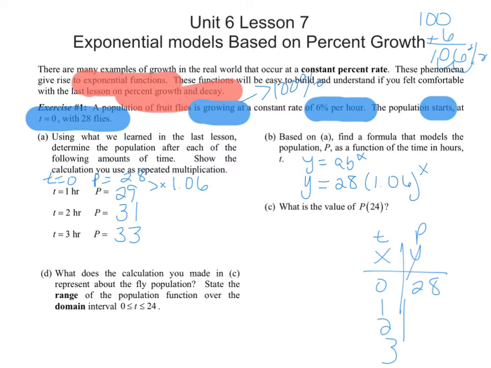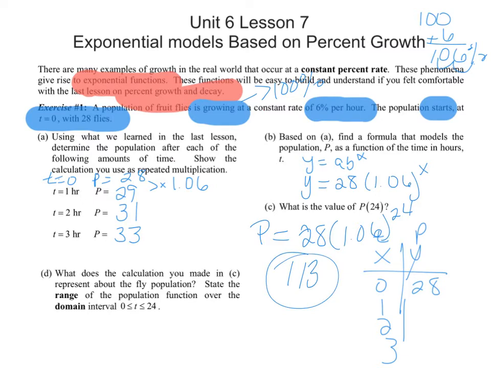Now C says, let's put this to action and use our calculator. You can do this several different ways. It says, what is the value of P of 24? So we can say that my P will equal my A, which is 28, times 1.06 raised to the 24th power. And feel free to go ahead and type that right into your calculator. And when you do, you're going to go ahead and get 113 fruit flies.